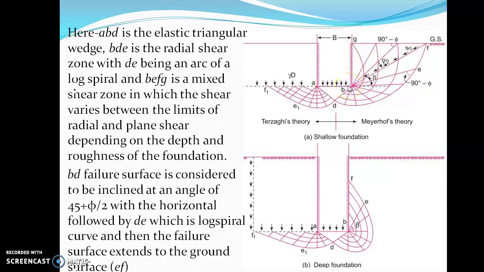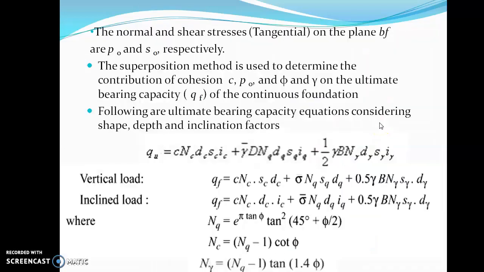Now the BD failure surface is considered. Where is BD? This is BD, and its inclination is considered to be this angle. This angle ABD is considered to be 45 plus phi by 2 with the horizontal, where phi is the angle of friction. This is followed by a logarithmic spiral, which extends near the ground surface.